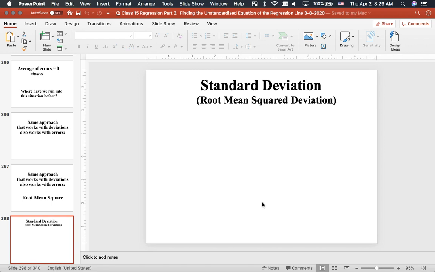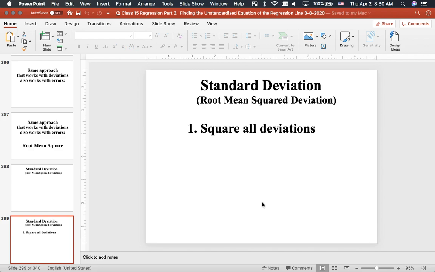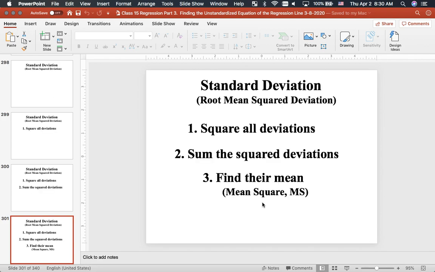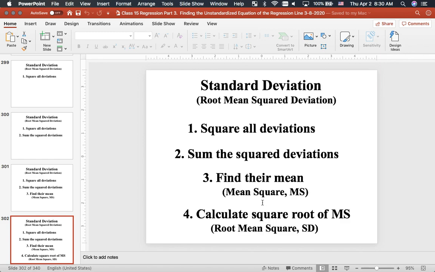Okay, so standard deviation. This is just root mean squared deviation. What do we do? We squared all of our deviations. We summed the squared deviations. And then we found their mean. And then we took the square root of that mean. That's how we figured out root mean squared, or SD.